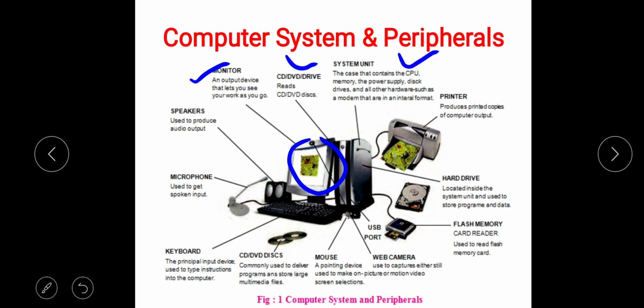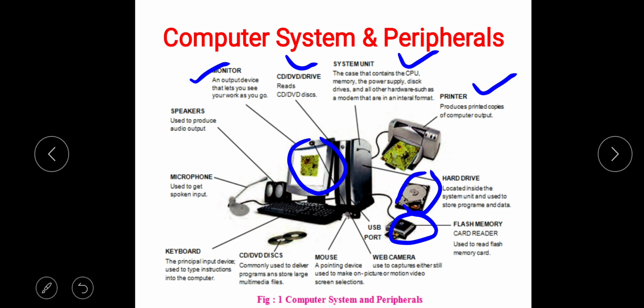Next, as the monitor is soft media, the printer is hard media. We get a hard copy of our output, so it produces printed copies of computer outputs. Next one is the hard drive. This is the figure of the hard drive, which stores our programs and data in the computer. It is a secondary type of memory in the computer system. Next is the flash memory.